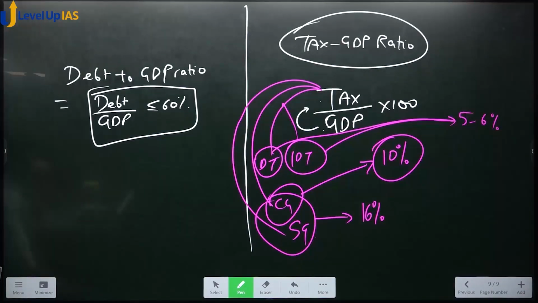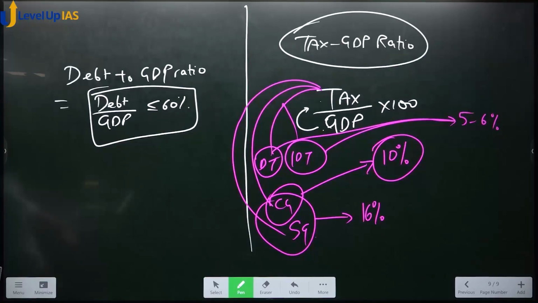Indirect tax proportion higher hai in your total tax collection. Is it a good thing or a bad thing? It's a very bad thing. Why? Because indirect taxes are regressive in nature. You want to minimize indirect taxes. Regressive hai wo. You want to minimize indirect taxes.